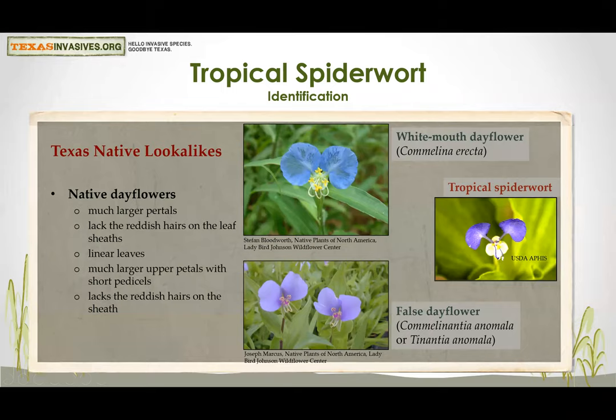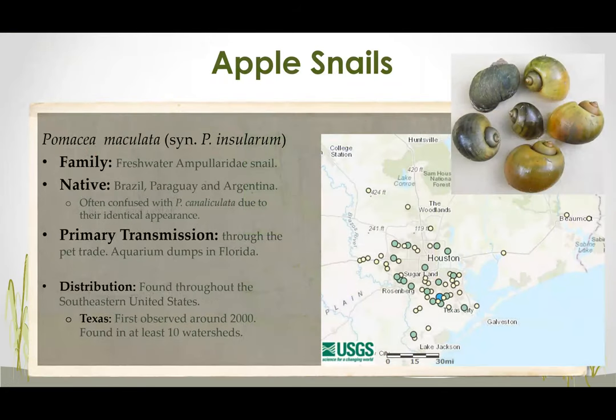So there are two native day flowers that you might see that could catch your eye and then make you pause for a second. You have the white mouth day flower and the false day flower, which was used as the previous example, but it's just always important to note the coloration and then the length of those pedicels. They are much shorter, much more directly attached to the stamen as opposed to the tropical spiderwort. So that's really going to be a distinguishing trait.